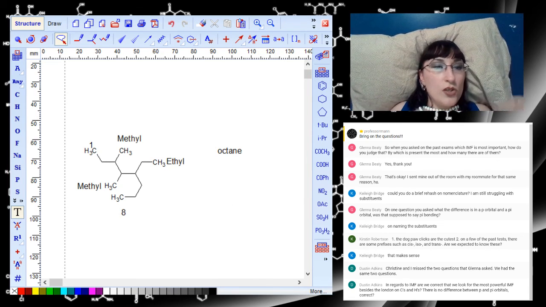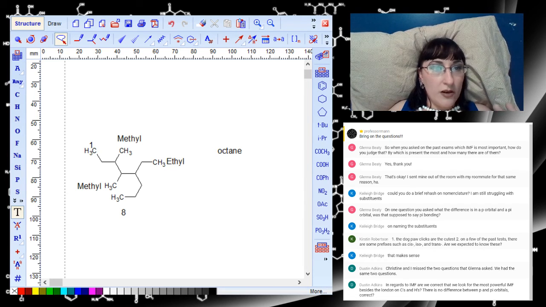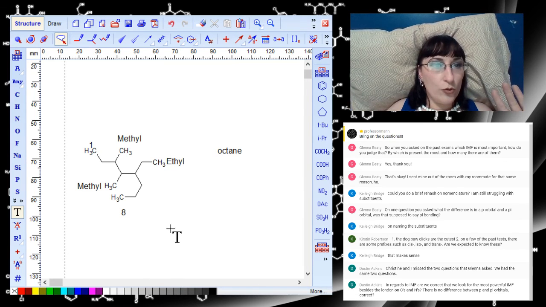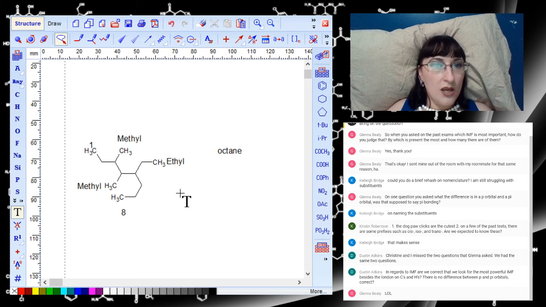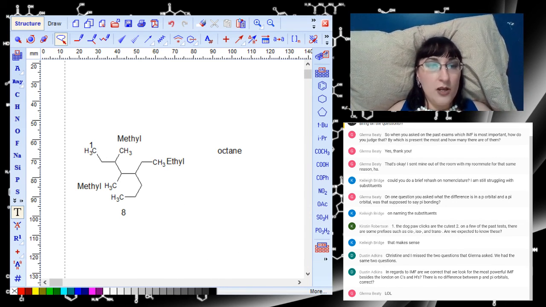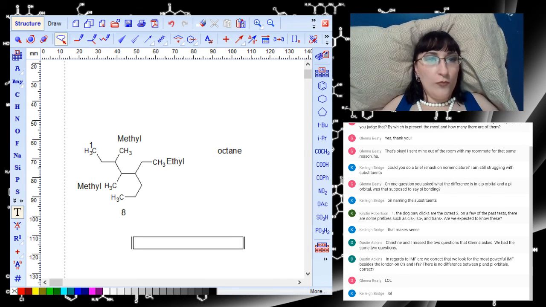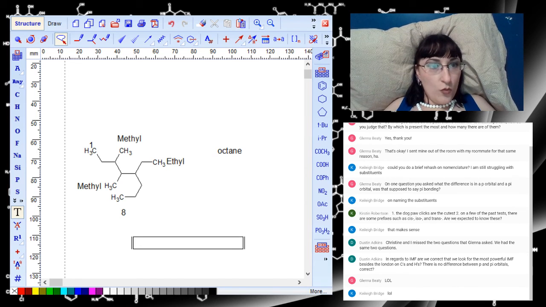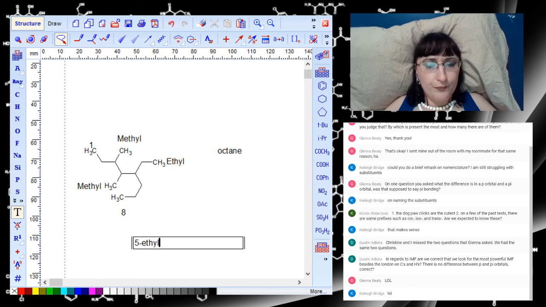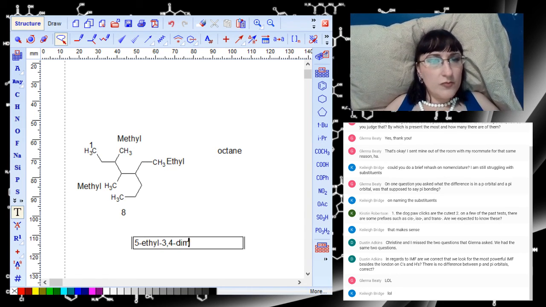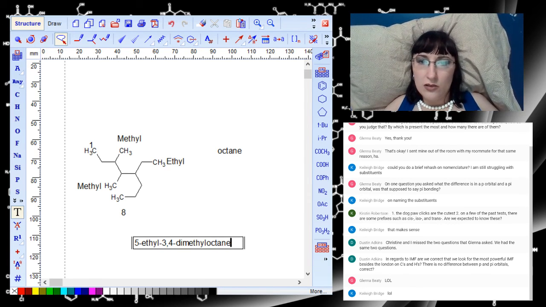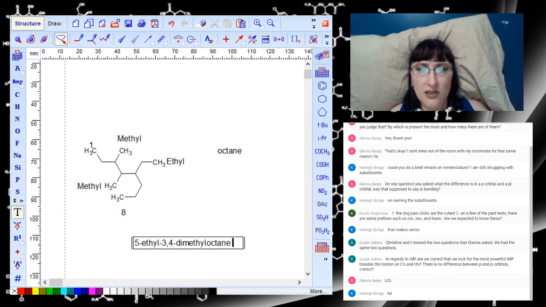Okay. So I have carbon 1 and carbon 8 there. That would mean I'd have a methyl group on carbon 3, a methyl group on carbon 4, and an ethyl group on carbon 5. So if I wanted to name this molecule, ethyl would come first because it's alphabetical: 5-ethyl-3,4-dimethyloctane. Does that make sense, Keely?